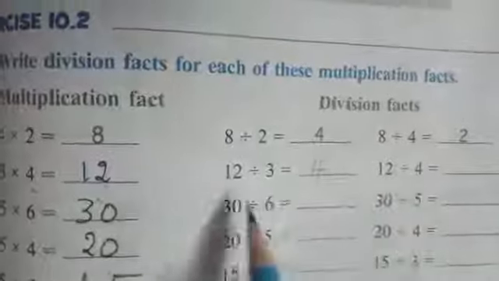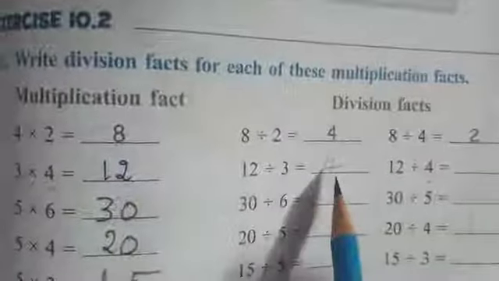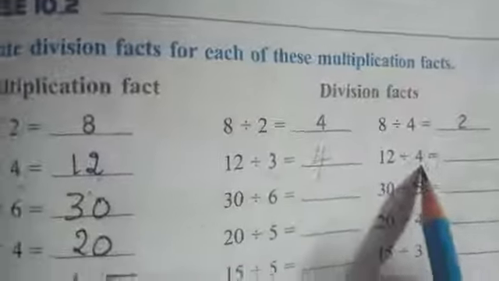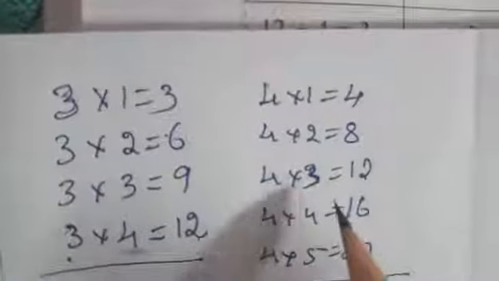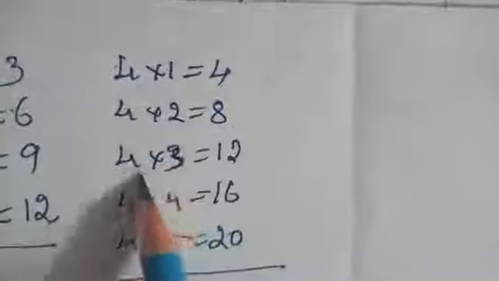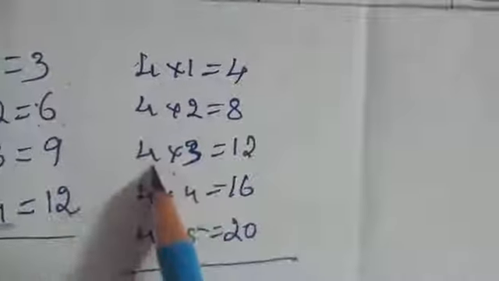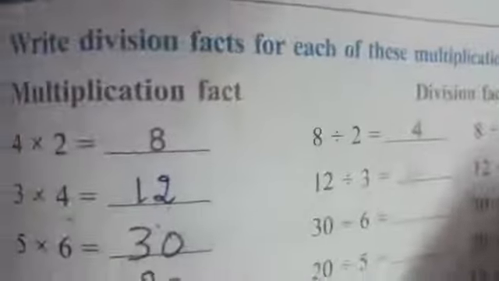Okay children, now 12 divided by 4. Here 12 divided by 3, we got the answer 4. Now 12 divided by 4 means we have to use the 4 table. We will see in the 4 table which place the 12 comes. 4 1s are 4, 4 2s are 8, 4 3s are 12. So 12 divided by 4 is 3. This is the division fact. Using the multiplication facts, we have done the 2 division facts.